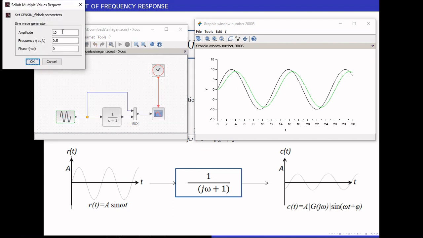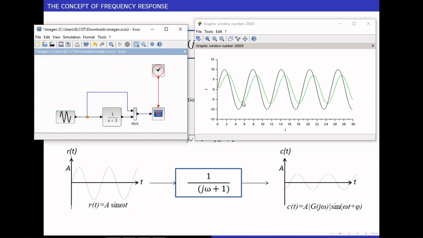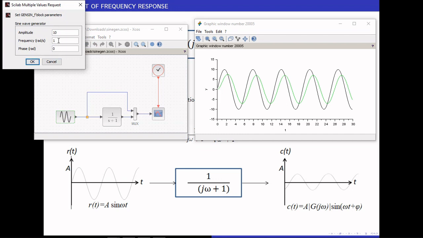Let me increase the frequency further. Let me make it 1. Again, the output follows the input, so the frequency is the same, whereas the output magnitude decreased and the phase also slightly increased further.